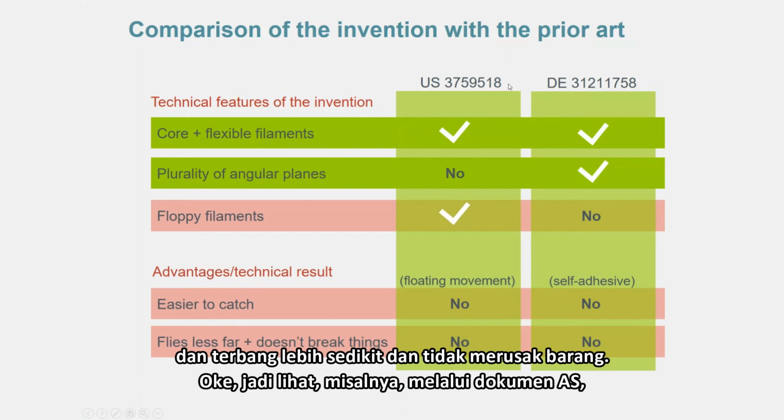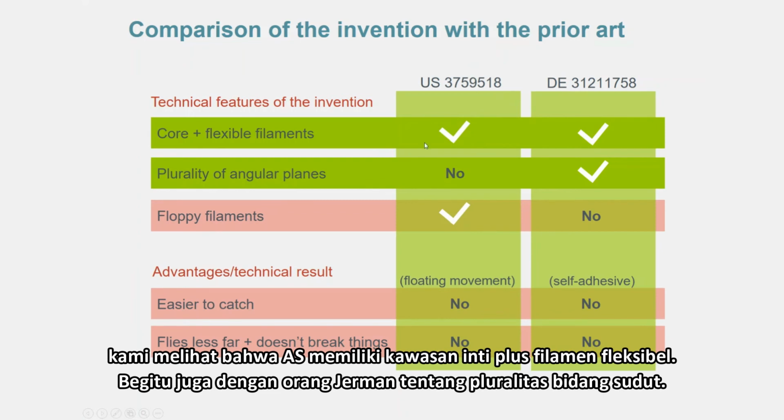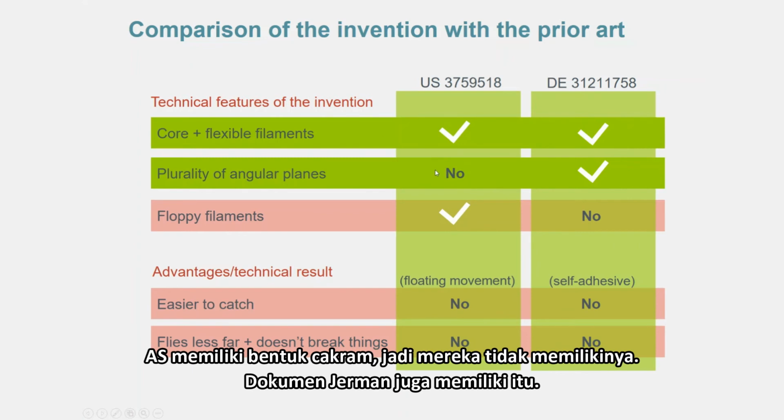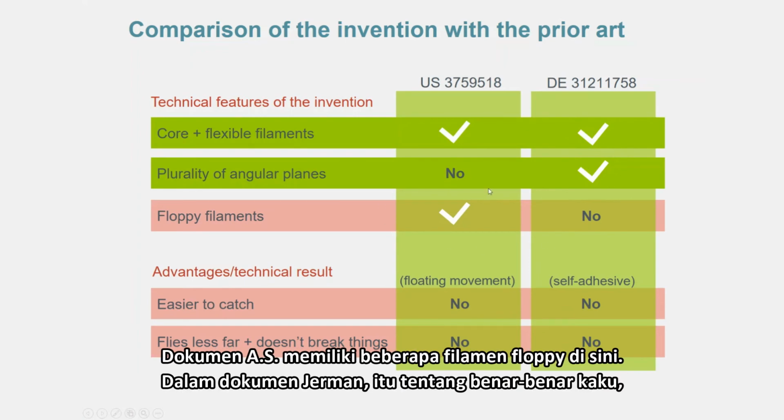Okay, so if we look, for example, through the US document, we see that the US document has a core region plus flexible filaments, so does actually the German one. About the plurality of angular planes, the US one had a disc shape, so they didn't have that. The German document has that as well. The US document had some floppy filaments.